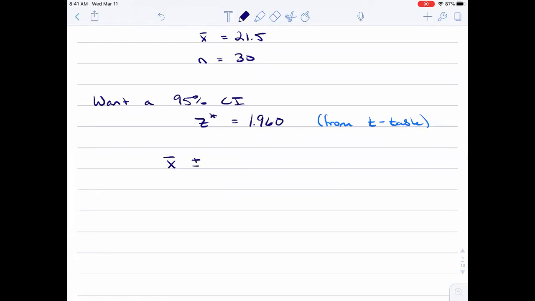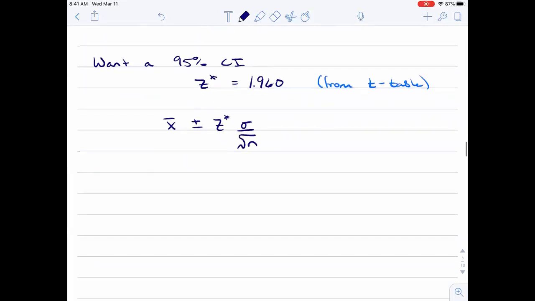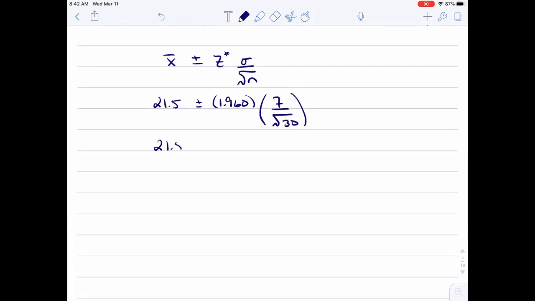It's x bar plus minus, right? So we're going to go down a little, up a little, and z star times sigma over root n. Now we plug and chug, right? And so we get 21.5 plus minus 1.960 times sigma, which is 7 over the square root of 30. 7 divided by the square root of 30, but try not to add brackets everywhere. There we go. Times 1.96, 21.5 plus minus 2.50491783.